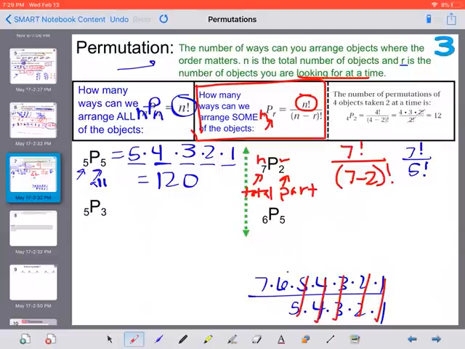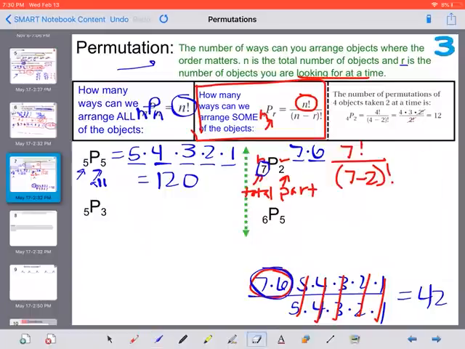So those all cancel out, and we're left with just 7 times 6, which is exactly what we did earlier. We have this big equation, but it's really just 7 times 6 because we're only arranging 2 objects, and we have 7 objects to choose from. So we have 7 choices for the first one, but once we pick one, we only have 6 left. So we still get 7 times 6, or 6 times 7, which is 42. There are 42 ways we can arrange 2 objects out of 7.